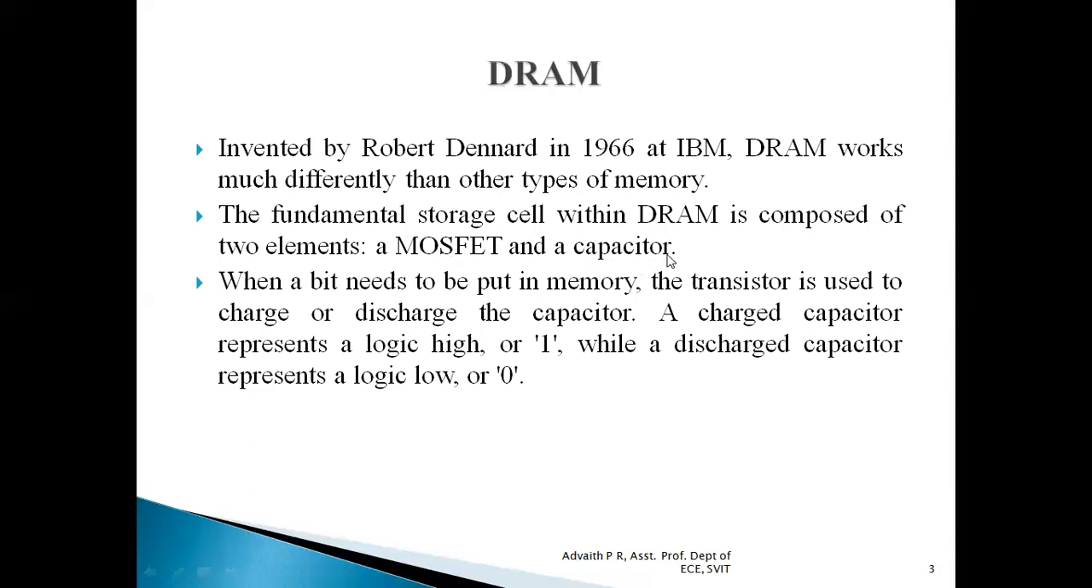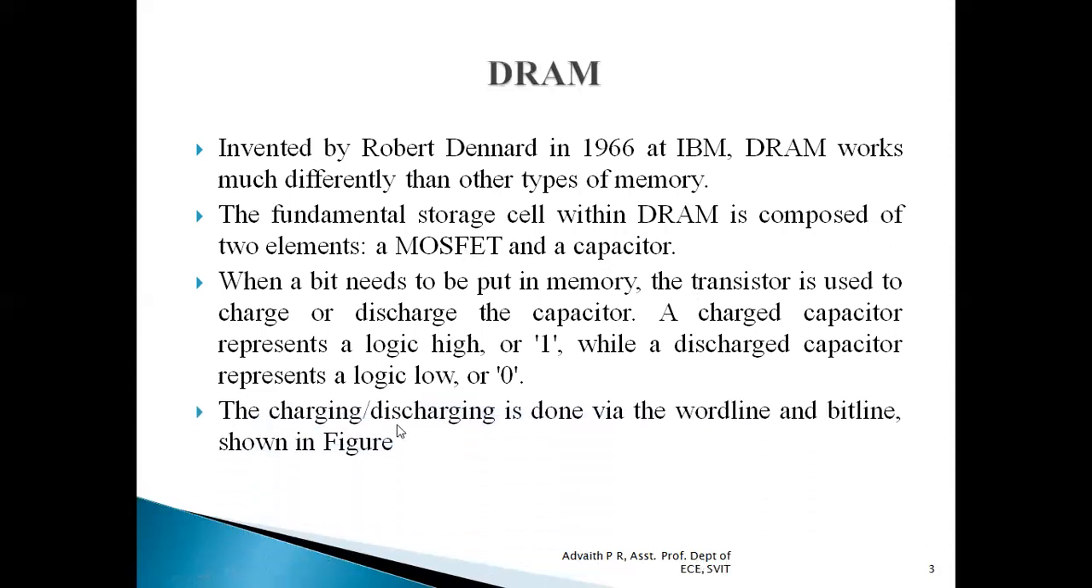Whether the capacitor is storing the data or not, whether the capacitor is charged or discharged, will be decided by this MOSFET. The charging or discharging is done via a word line and a bit line. This word line and bit line are very essential for charging as well as discharging of the capacitor. The operation of this DRAM can be understood easily with the help of circuit diagrams.